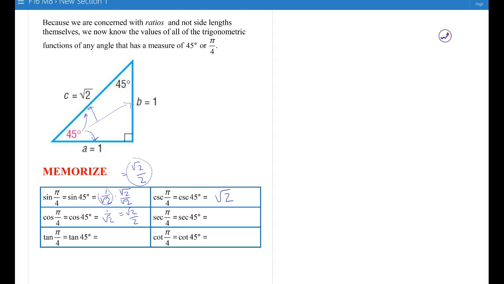It's a property of the angle or a characteristic of the angle. And again, we know that the reciprocal of cosine is secant. So if the cosine is 1 over root 2, the secant must be root 2. And then the tangent, this is interesting, opposite over adjacent, 1 over 1. So the tangent of an angle that has the size of 45 degrees, regardless of the triangle it's in, has a tangent of 1, which means its cotangent must also be 1, since the reciprocal of 1 is 1. So you need to memorize these values.